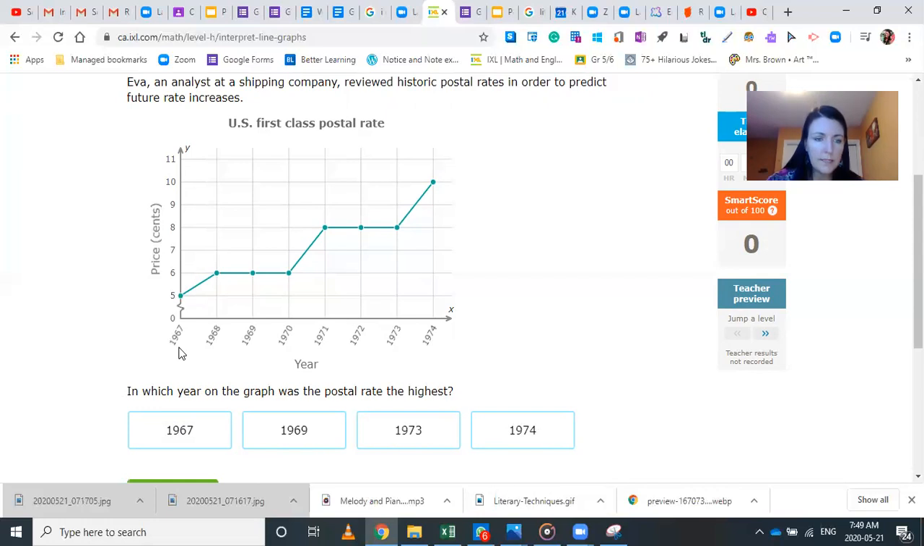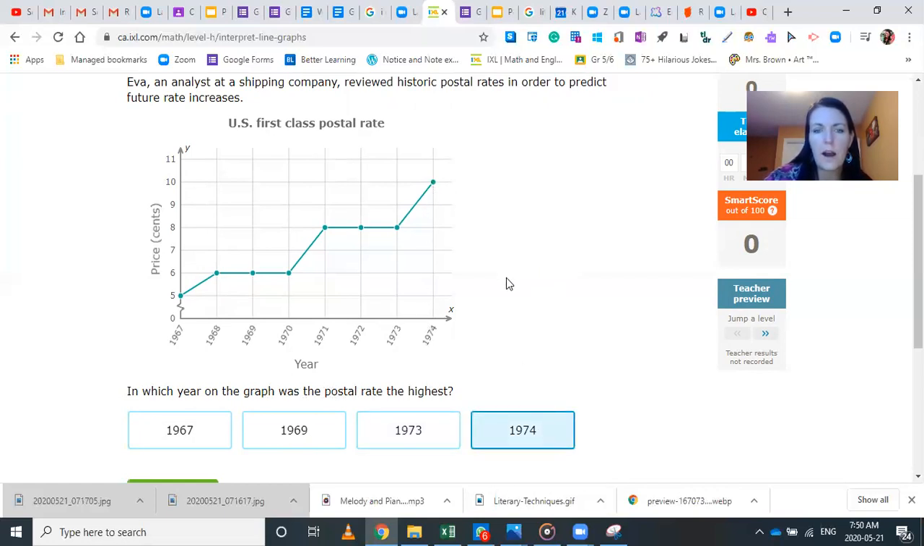Okay, so 1967, these are the years. So you've got a heading of years. You'll always have numbers or words, and then a heading which tells you what those are. Okay, so what is the question? In which year on the graph was the postal rate the highest? So we look, where is it the highest? At that point is the highest. It's at 10 cents. So which year is that?